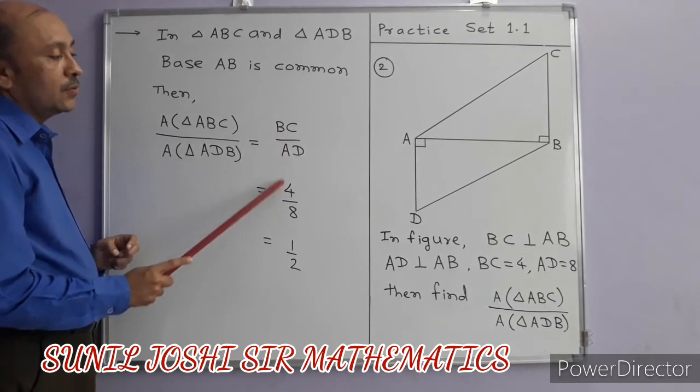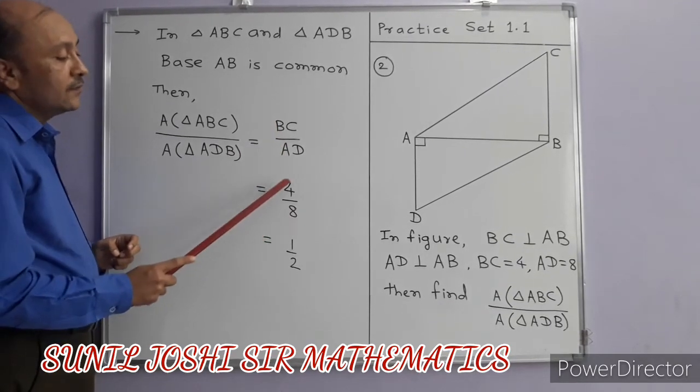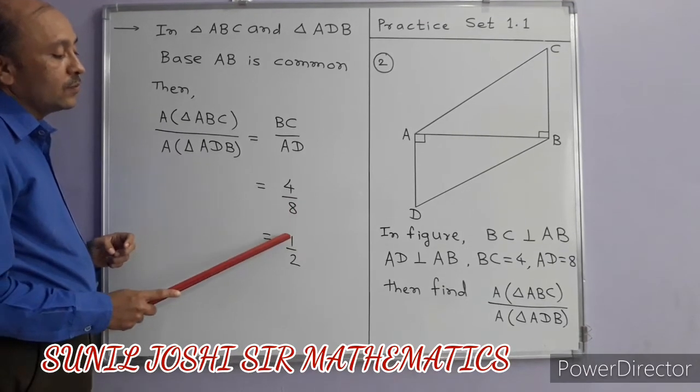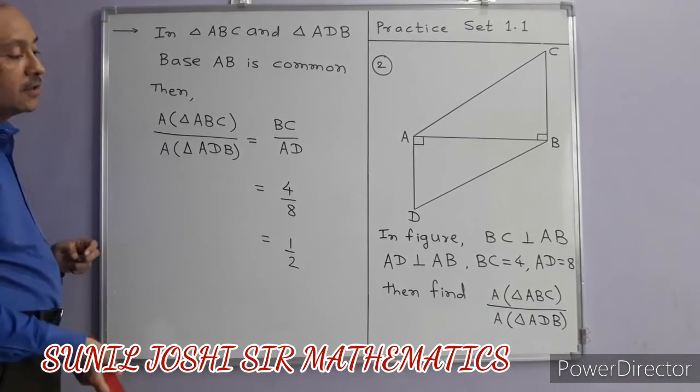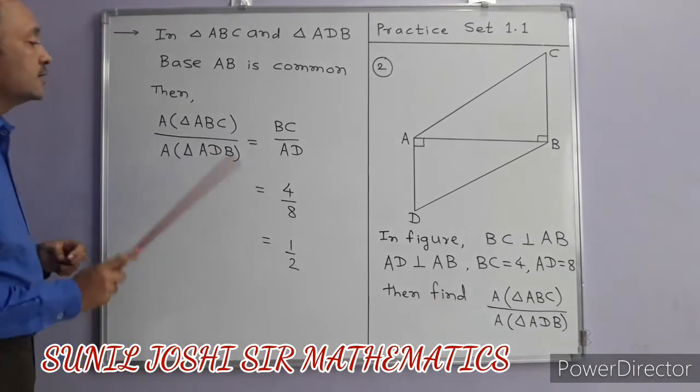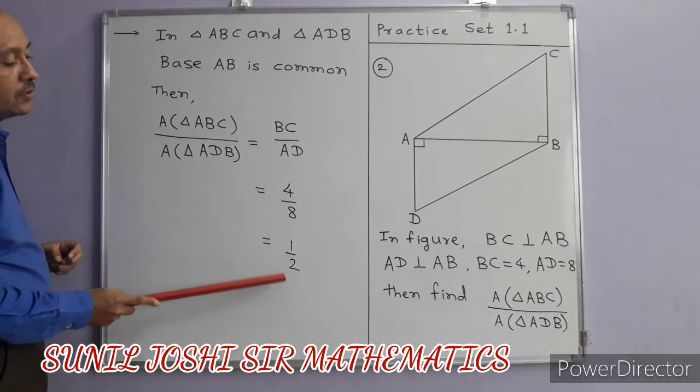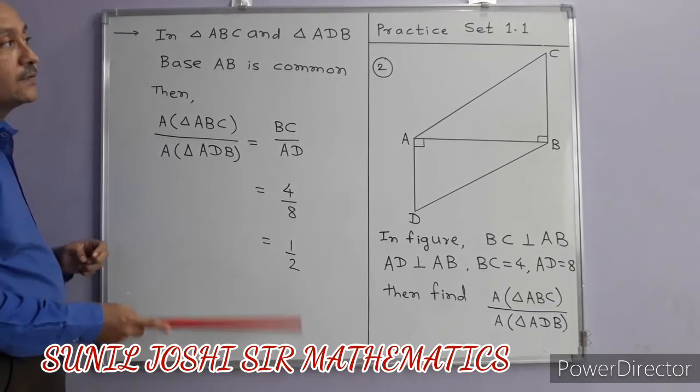So BC is 4 and AD is 8. Then 4 upon 8, in simplest form, is 1 upon 2. So this is the answer. What was the question? Find this ratio. The answer we got is 1 upon 2. So 1 upon 2 is the final answer.